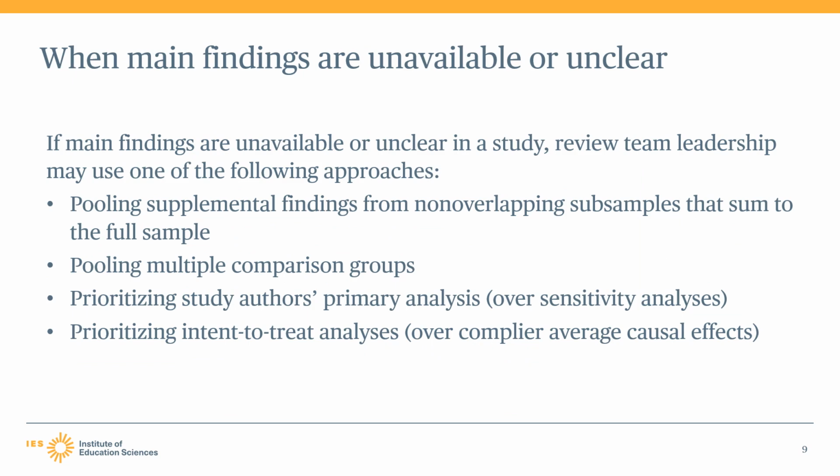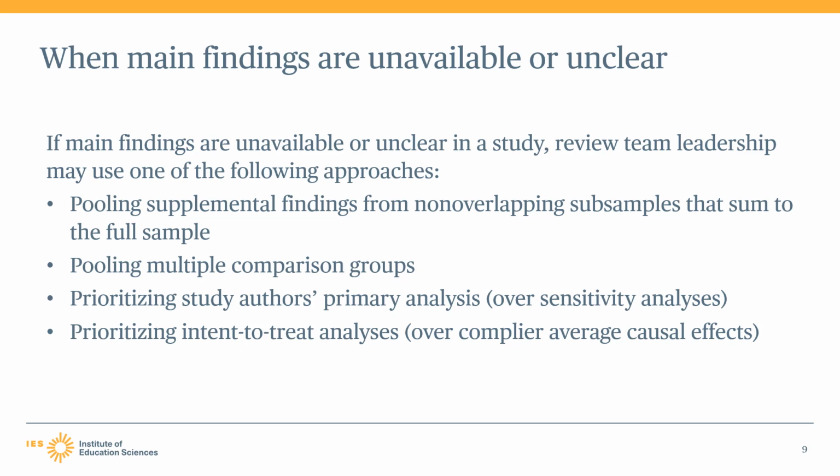First, if the study has no main findings for the full analytic sample, but the supplemental findings meet standards for non-overlapping subsamples that sum to the full sample, then, whenever possible, the WWC will pool those supplemental findings as the main finding and will report the corresponding subsample findings as supplemental findings. Second, if there is not a single comparison group for the study, but there are multiple possible comparison groups, then review team leadership may decide to create a pooled comparison group, and the WWC then will report the findings for each potential comparison group as supplemental findings.